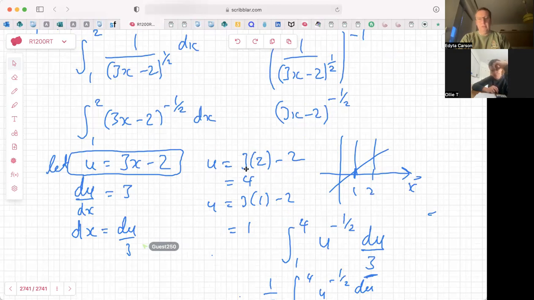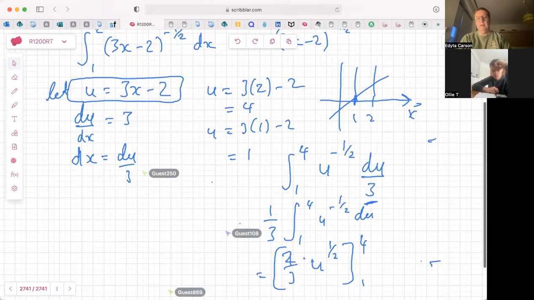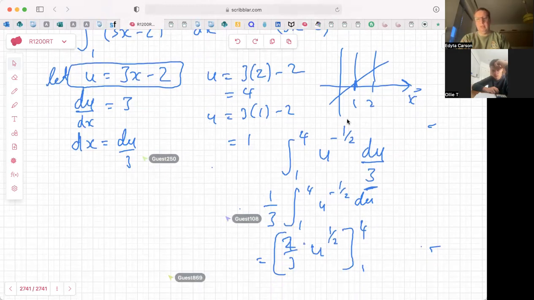Use the substitution to figure out what the limits 1 and 2 will become, they become 1 and 4. And then we have our integral in terms of u. And then I've just taken the third out and then actually to evaluate it, increase by 1 divided by new power. So the answer is 2/3 u to the 1/2, between the limits 1 and 4.